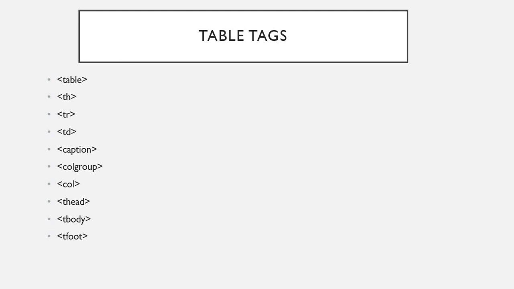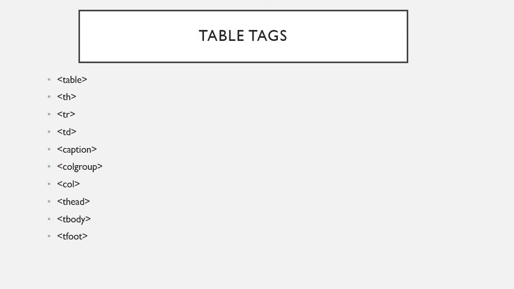TR is used to create the table row. TD creates the table data, that is the table cell. Caption defines the table caption. Colgroup, that is column group tag, specifies a group of one or more columns in a table for formatting. Col tag specifies column properties for each column within a colgroup element. THead tag groups the header content in the table. TBody tag groups the body content in the table. TFoot tag groups the footer content of the table.